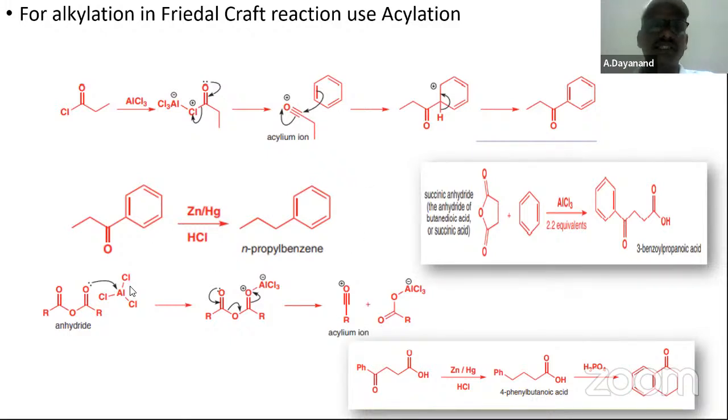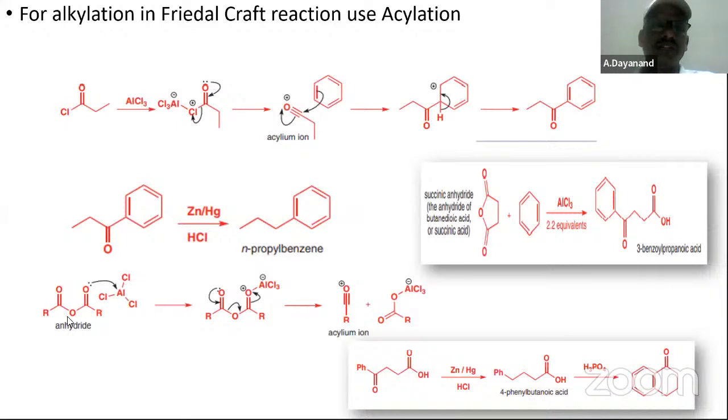First of all, we take acetyl chloride or an acyl chloride, for example propanoyl chloride, with AlCl3. It forms an adduct, and the electrophile, the acylium ion, is formed. This acylium ion forms the acylated benzene. Acylated benzene can be converted by Clemmensen reduction into n-propyl benzene. It is nothing but a reduction, and this route is favored for preparing alkyl benzenes.